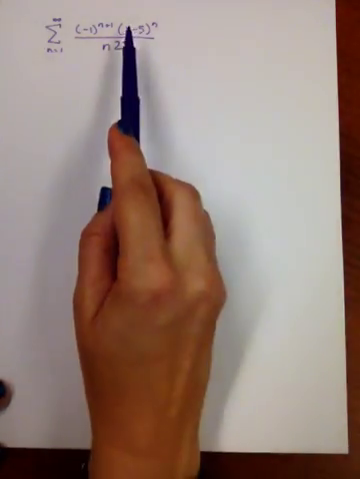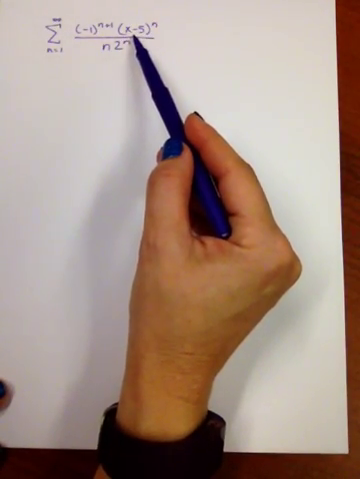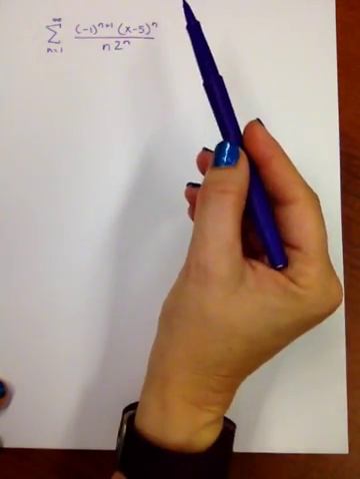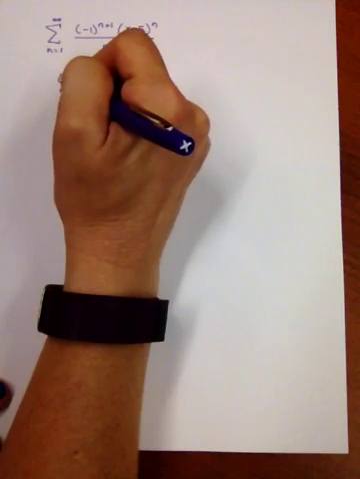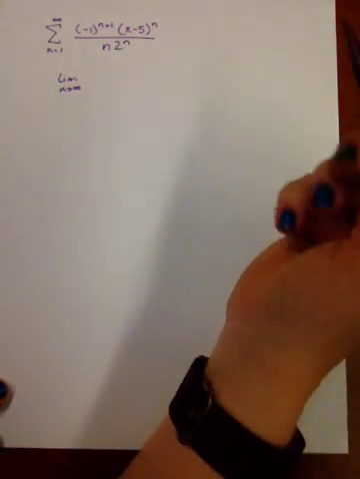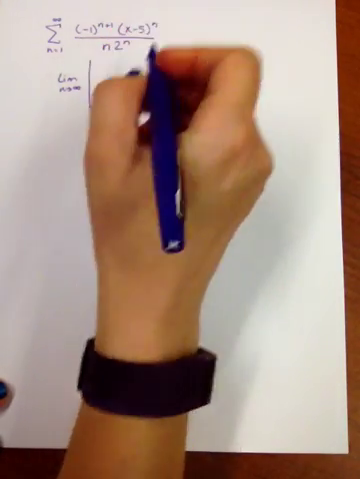If we want to figure out where this converges, in other words, which x values this matches the actual function, then we can use the ratio test to determine that. So the ratio test, we're going to do the limit as n approaches infinity of the n plus 1th term over the nth term. And we have an absolute value on all of that.